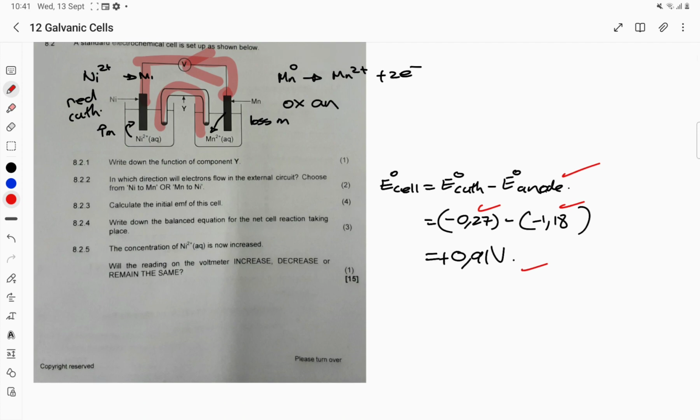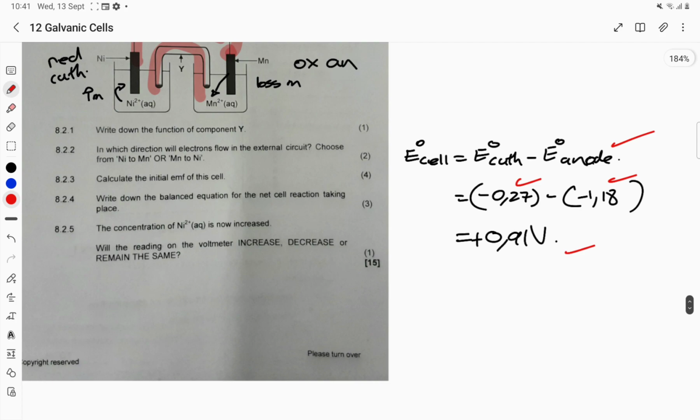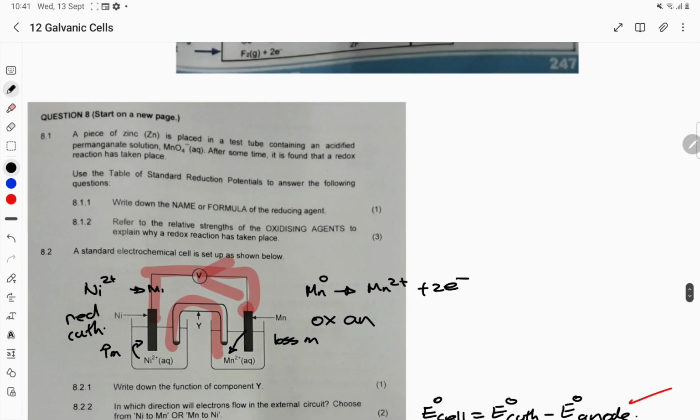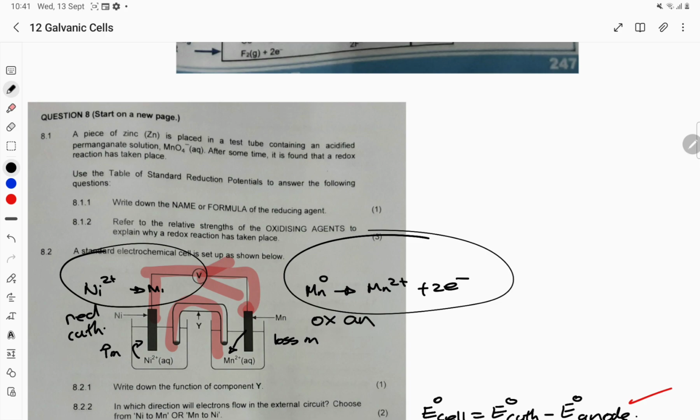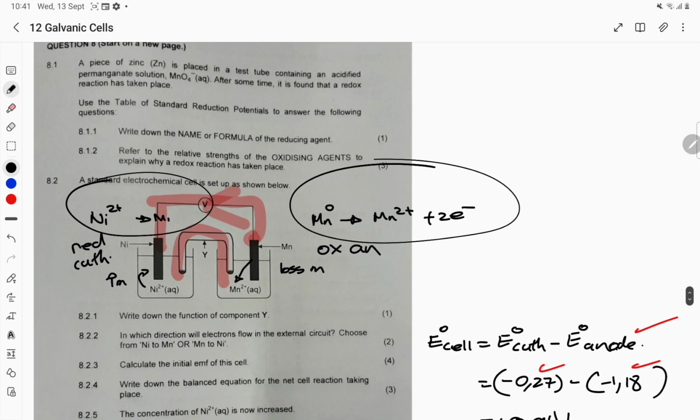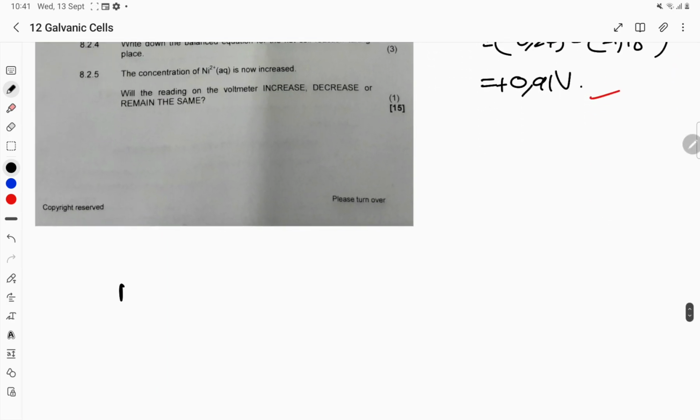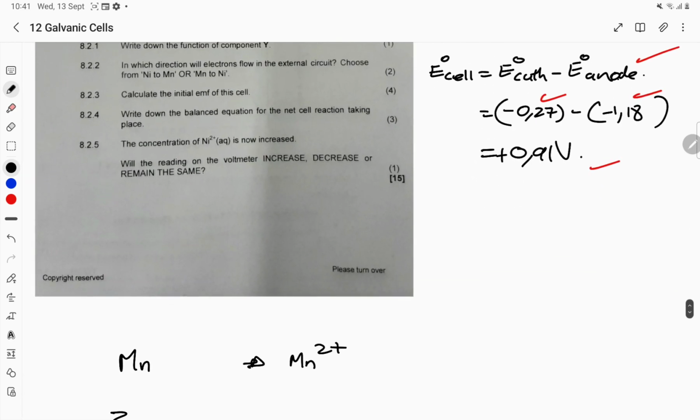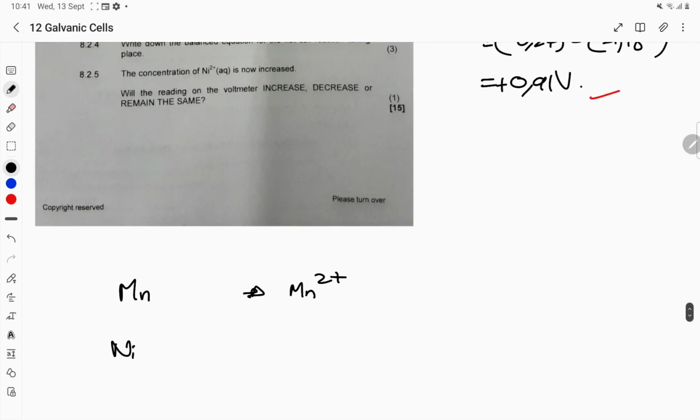All right, 8.2.4. Write down the balanced equation for the net cell reaction taking place. So we sort of did this before I even read the questions. I just figure out what's happening before I even answer the questions, because then I feel more relaxed and comfortable. So we have Mn going to Mn2 plus, as we decided earlier. And we have, what was the zinc? Oh, nickel, sorry. We have nickel 2 plus going to nickel metal.